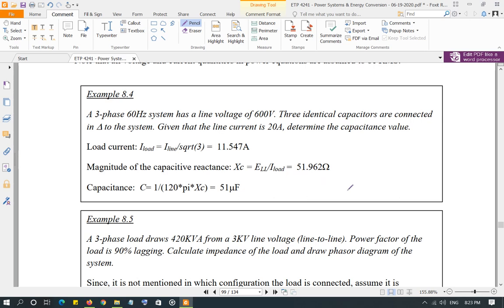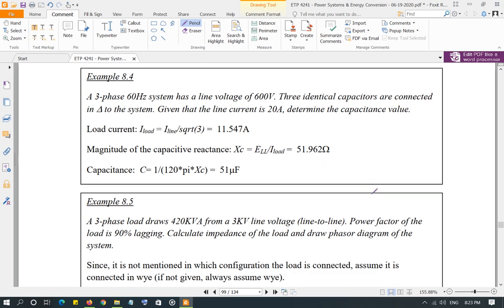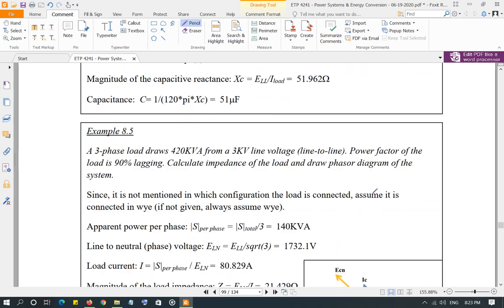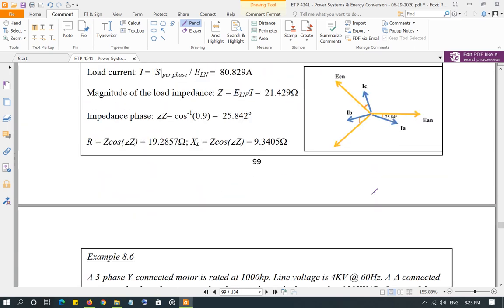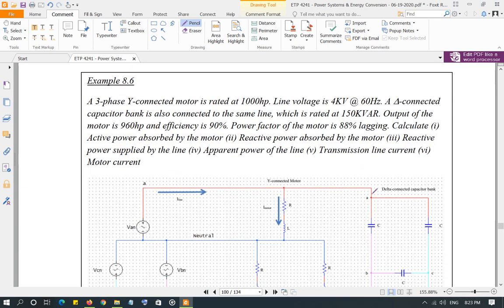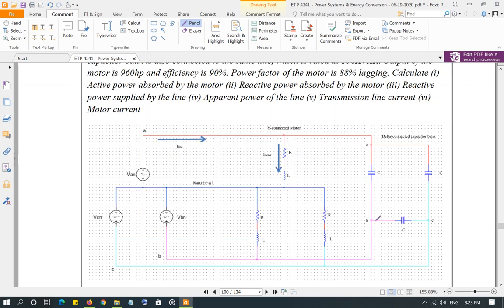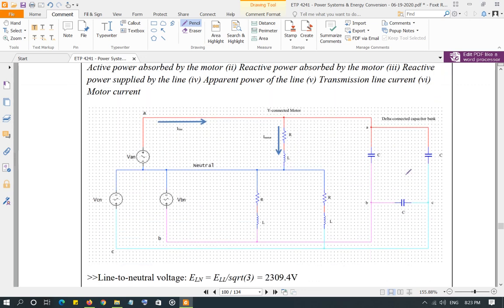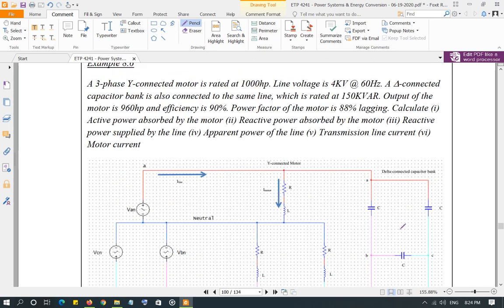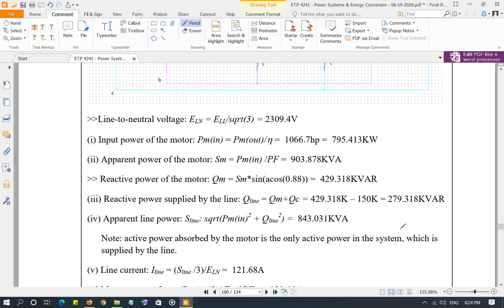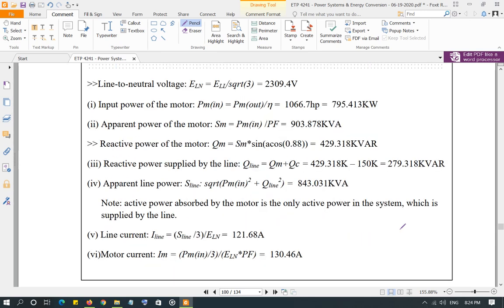Look at different examples that I have put here. Example 8.4, example 8.5, and 8.6, for which a circuit is given. The load is delta, this capacitor is delta connected. You have a motor which is Y connected, and a delta connected capacitor. So it's a very good example to show you how the 2 loads are connected with the same line. Remember, anything that is connected to the same line becomes parallel, right?